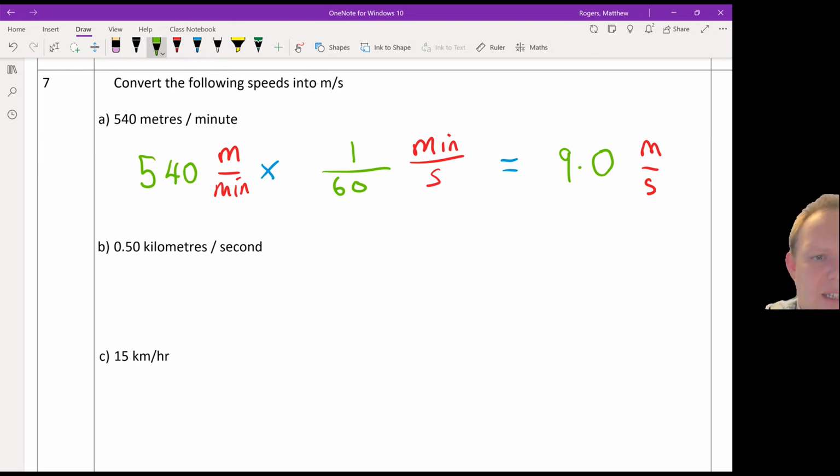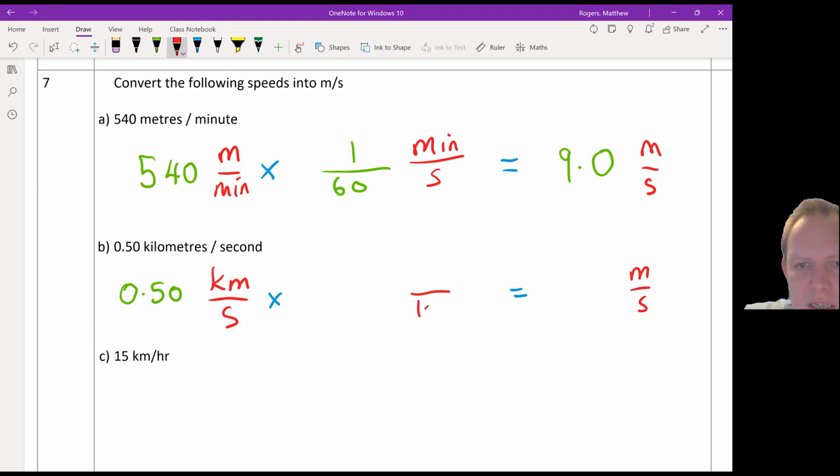Second one, we'll try to stick to the same system. 0.50 kilometers per second. I eventually want to write my answer in the number of meters per second. So when I look at my units this time, the problem is the kilometers on the top. So I'm going to multiply. I want this kilometer unit to disappear. To do that, I'm going to need to put it on the bottom half of the fraction. My kilometers I can see now are going to go.